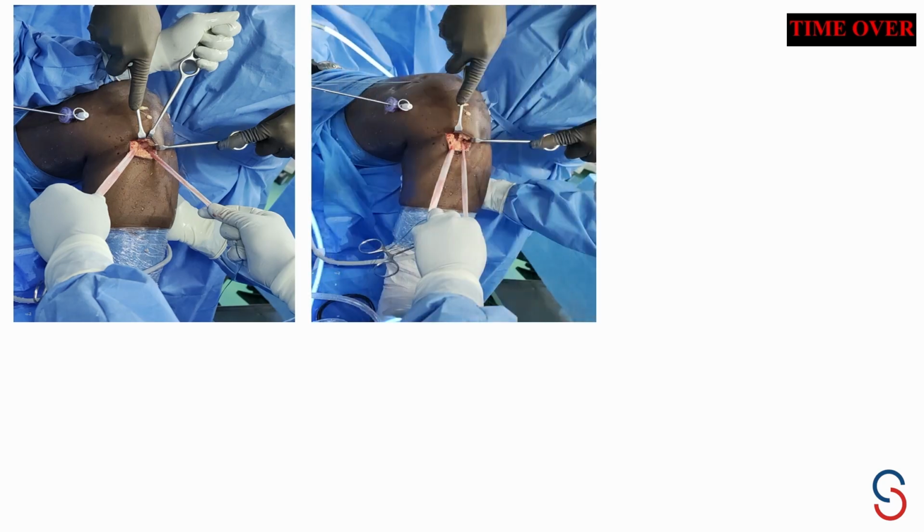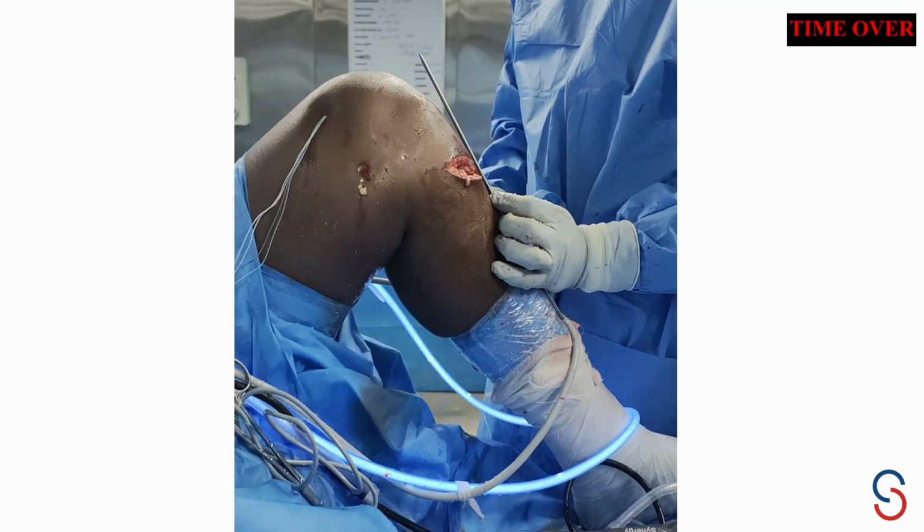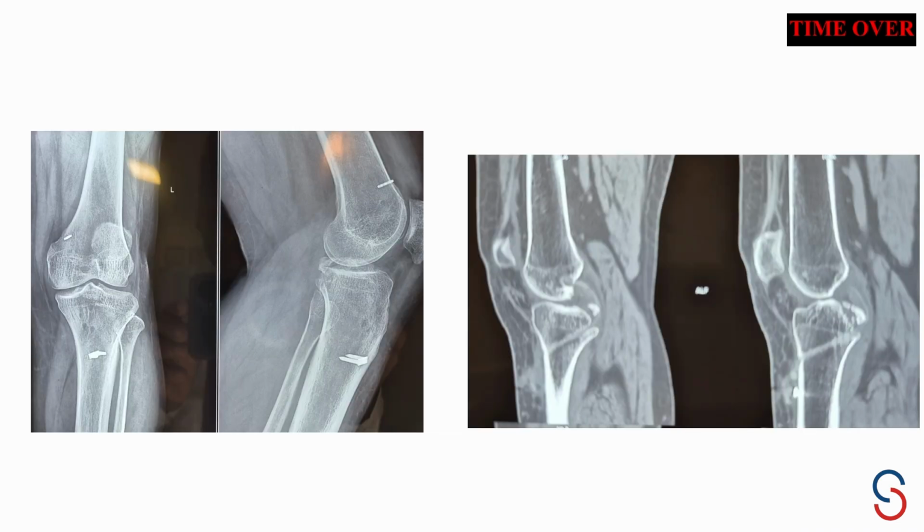You can gently milk it and tension it according to your wishes. You can see that my assistant is giving an anterior drawer, so this is fixed in the anterior drawer position. You can either tie the two limbs with the bone bridge in between, or I would like to use this ligament staple and fix it. At the end of it, you have this step-off, which is negated.